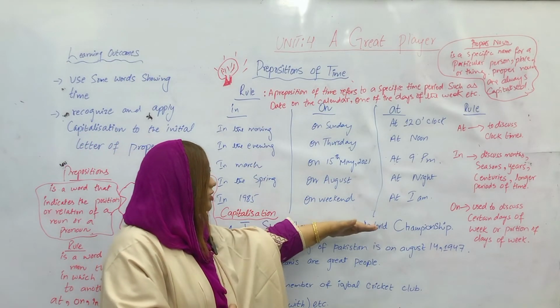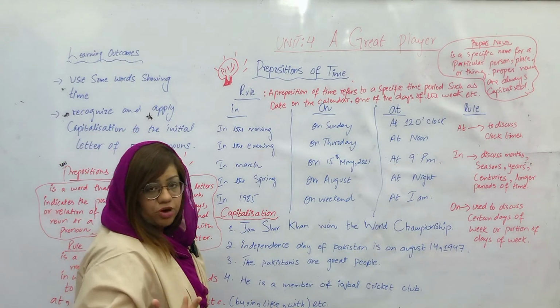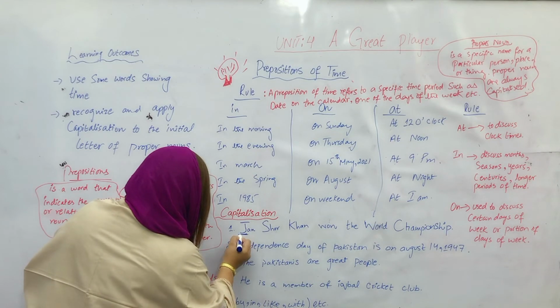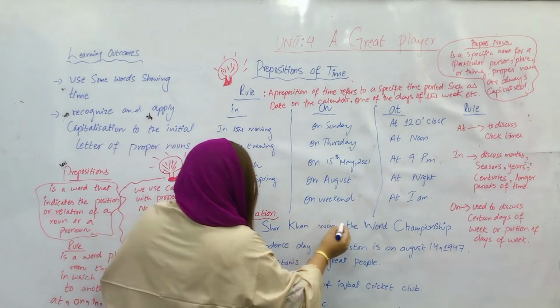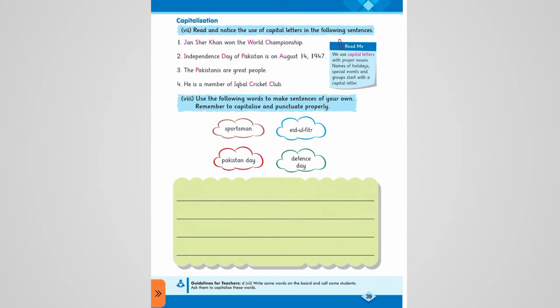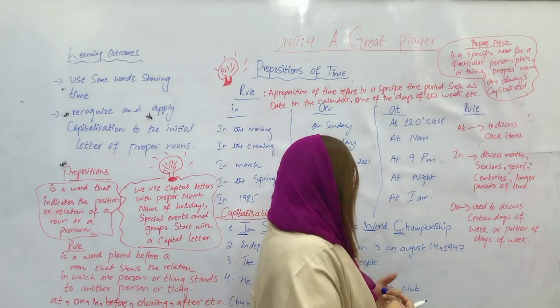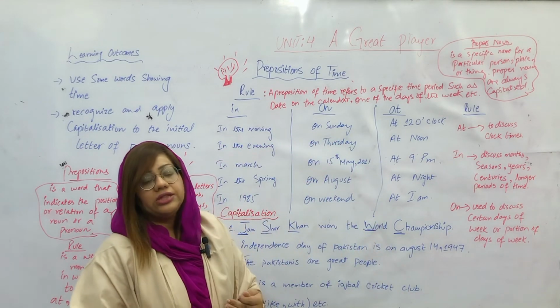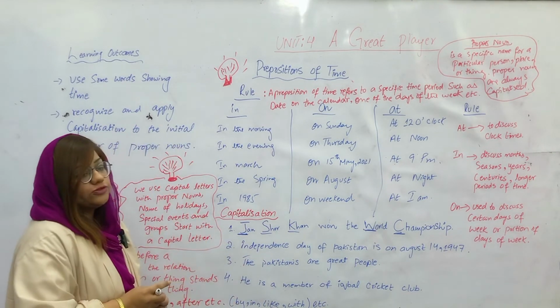Jansher Khan won the world championship. As you can see, Jansher Khan is a name, a proper noun. Obviously, the J will be capital. Then the world championship: the W will be capital, and the C of championship will be capital, because it's a particular, important thing that needs to be highlighted. Okay, now move to the next one.